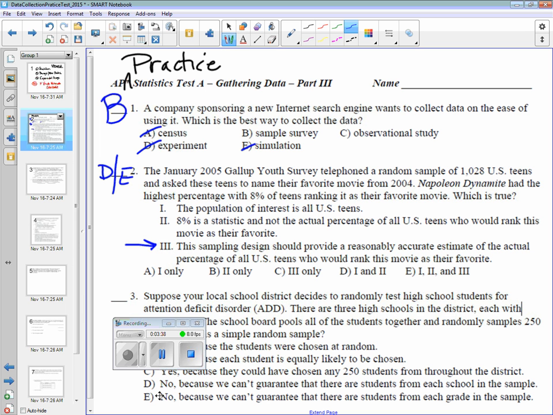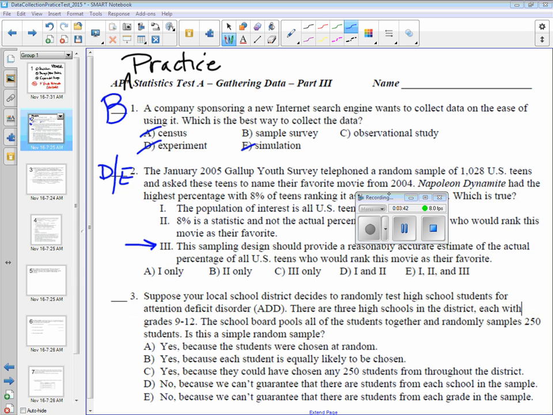All right, number 3. It says, suppose your local school district decides to randomly test high school students for ADD. Not that that's even remotely possible for a school to do, by the way. Only a doctor can do that, but that's just kind of interesting. There are 3 high schools in this particular district, each with grades 9 through 12. The school board pools all of the students together and then randomly samples 250 students. Is this an SRS? First of all, yes, it is.